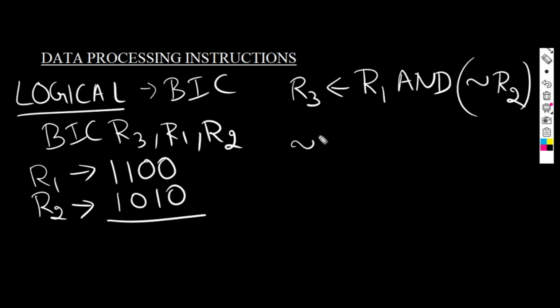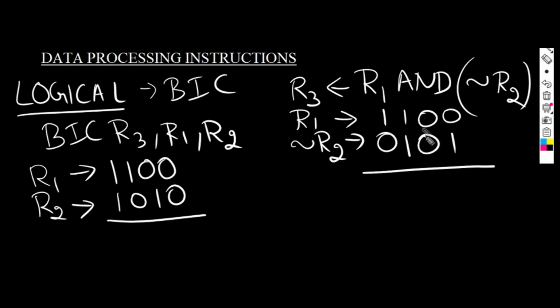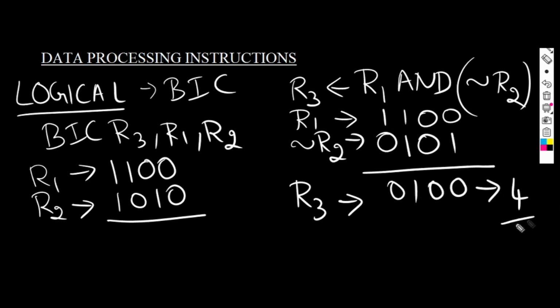What do you mean by NOT of R2? In our case, R2 is 1010. NOT, or 1's complement, or complement of R2 is nothing but inversion of this value. Wherever there is 0, write 1. This is then compared with R1, which is 1100, and the result we obtain by ANDing these two is the final result R3. How does AND operation work? Only if both the inputs are 1, output is 1, otherwise output is 0, because of which our result is 4.